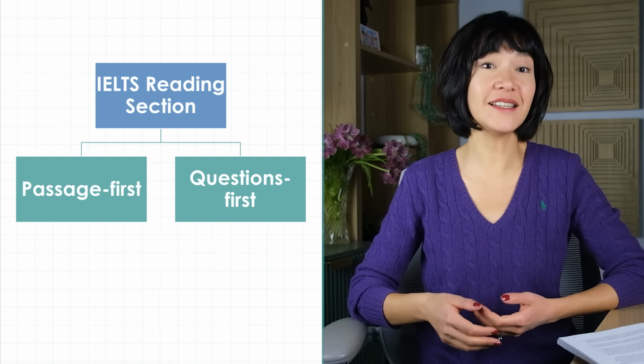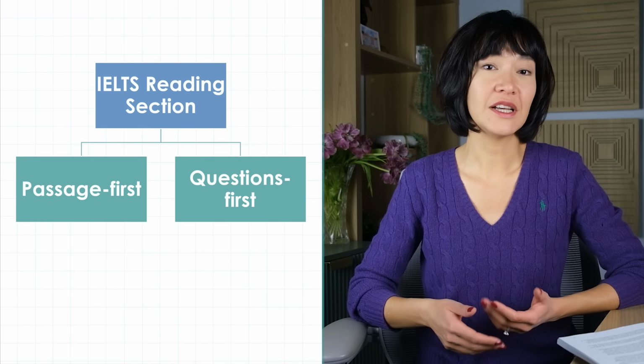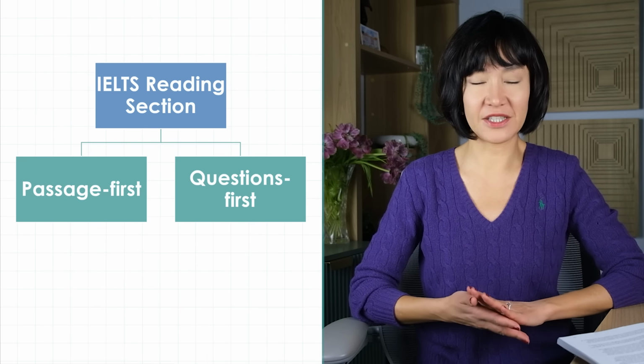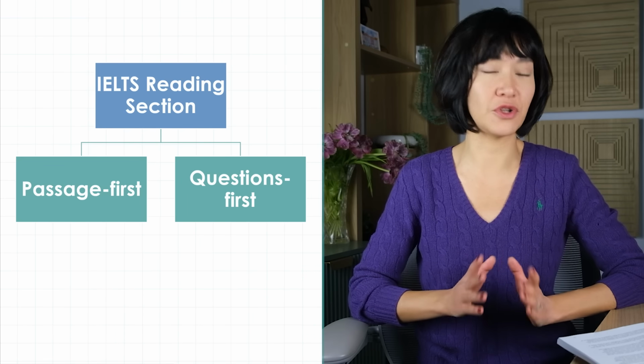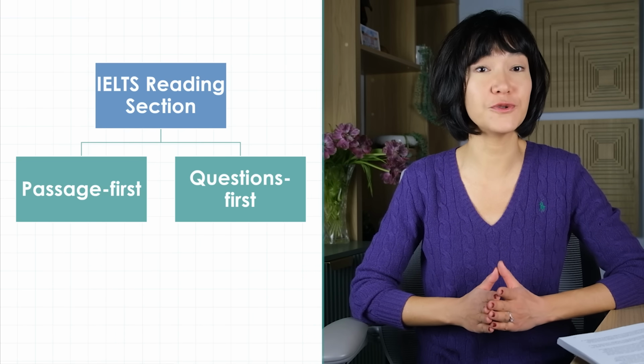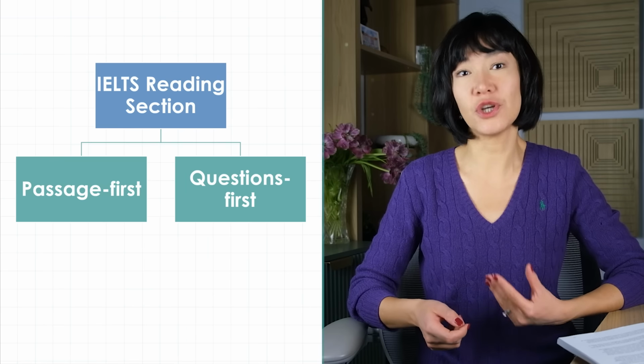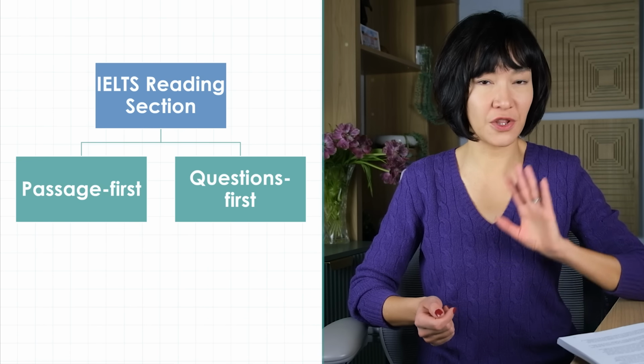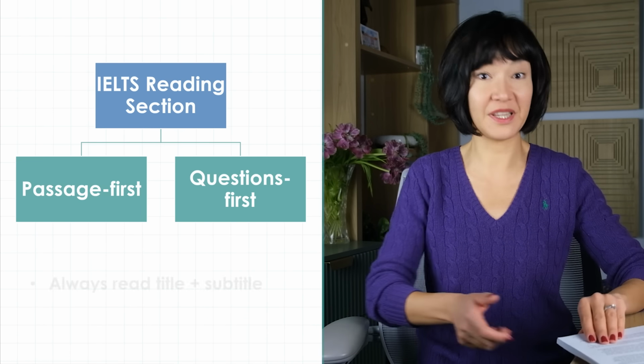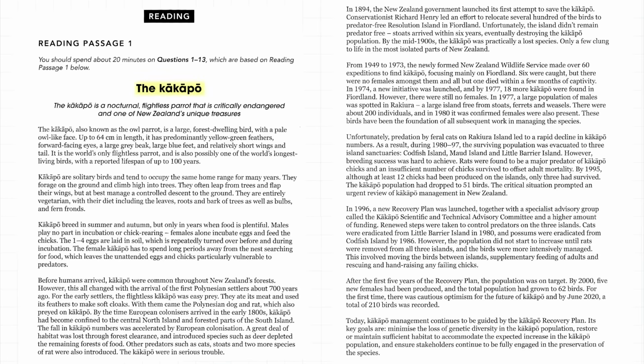But now, locating the answers is getting more difficult. So I think if you can skim the passage without wasting a terrible lot of time on it, perhaps you should. And in this video, I'll be showing you where the answers are, so we're not gonna read the whole text. But let's read the title. The kakapo. The kakapo is a nocturnal, flightless parrot that's critically endangered and one of New Zealand's unique treasures. So that gives you an idea of what we're gonna read about.